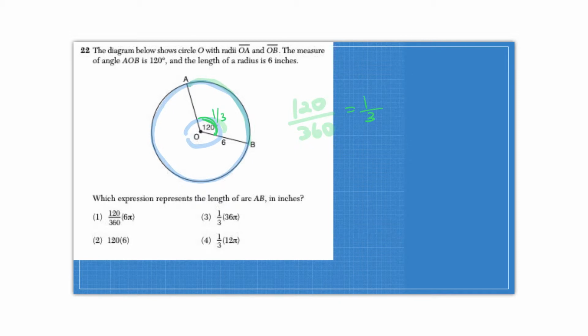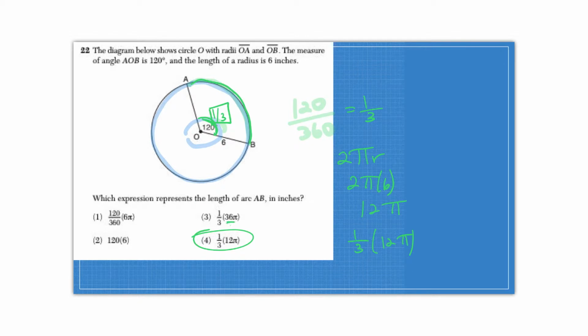And then we want to just figure out what is the total circumference of the circle. The circumference is going to be given by 2 pi times the radius. The radius here is 6, and so the total circumference is 12 pi. And if this was 1/3 of the circle's degree measure, then again, this is 1/3 of the circle's circumference. And so our answer will be 1/3 times 12 pi, which is choice 4.